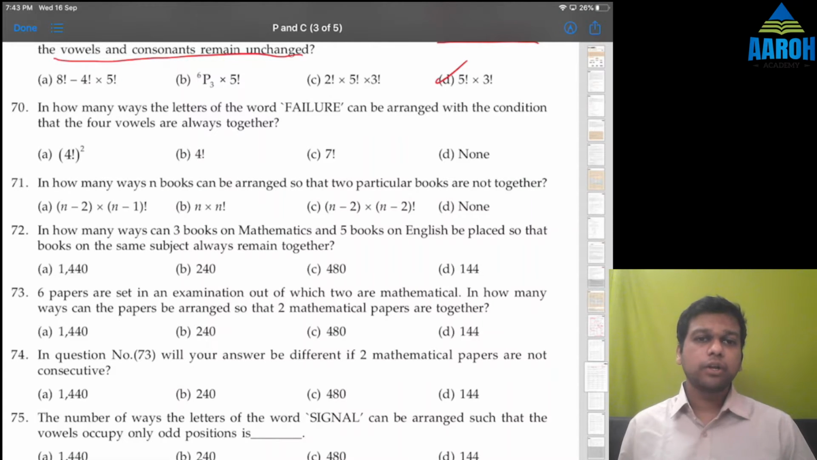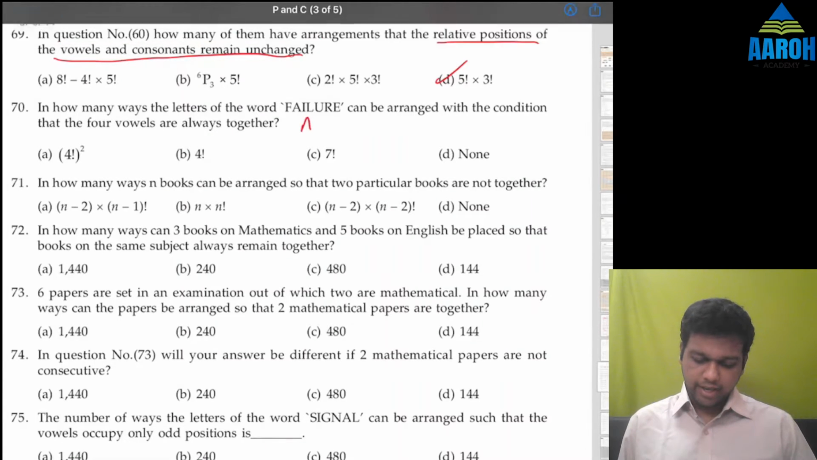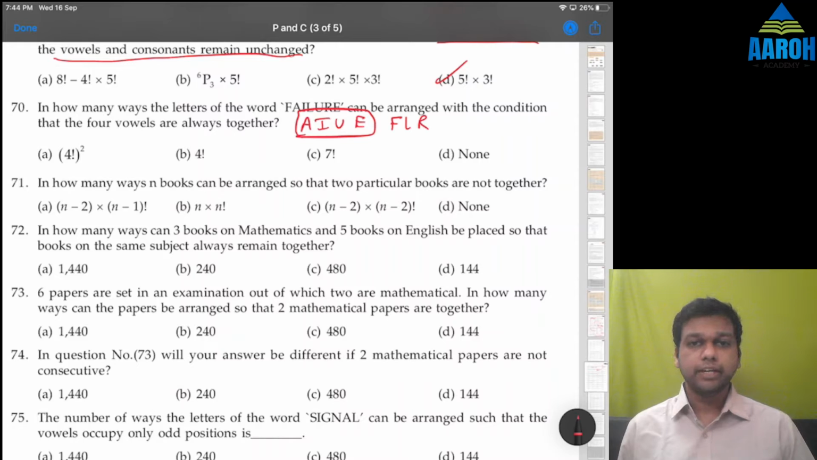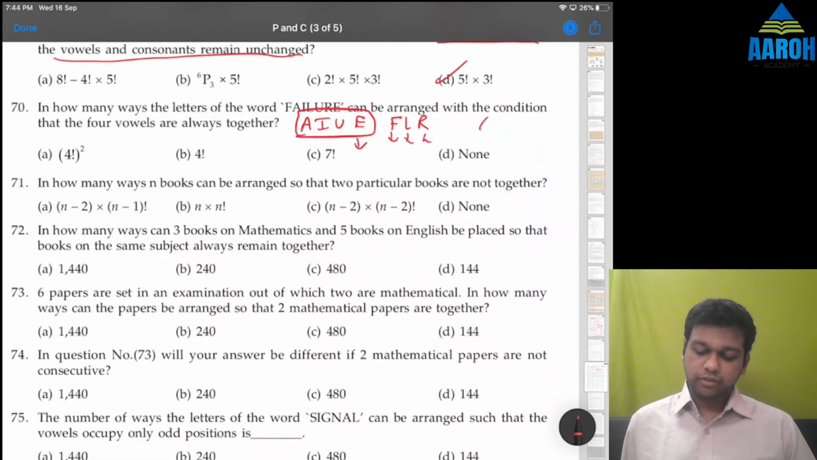that 4 vowels are always together? Okay. A, I, U, E are the vowels. Let's make a box. And F, L, R are the remaining letters. So box is 1, 2, 3, 4. So 4 factorial ways, and those vowels can be shifted among themselves in 4 factorial ways. So 4 factorial into 4 factorial, option A, 4 factorial square.